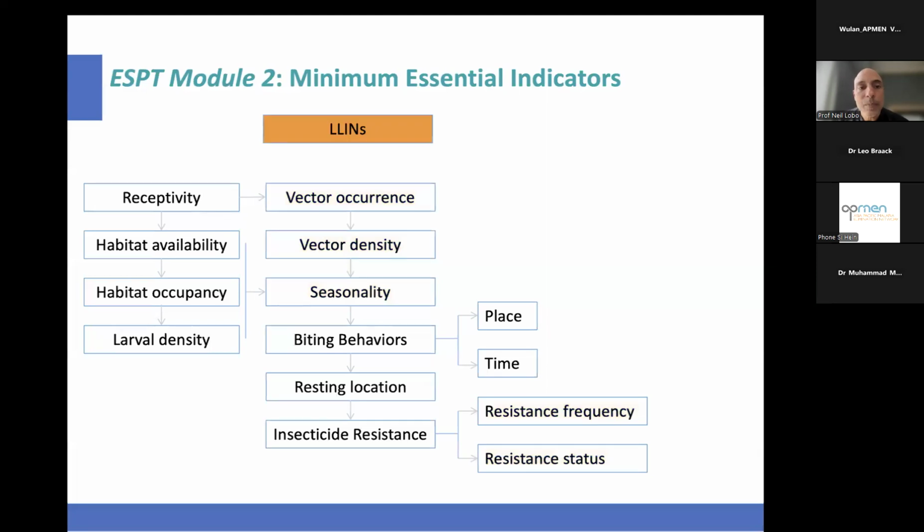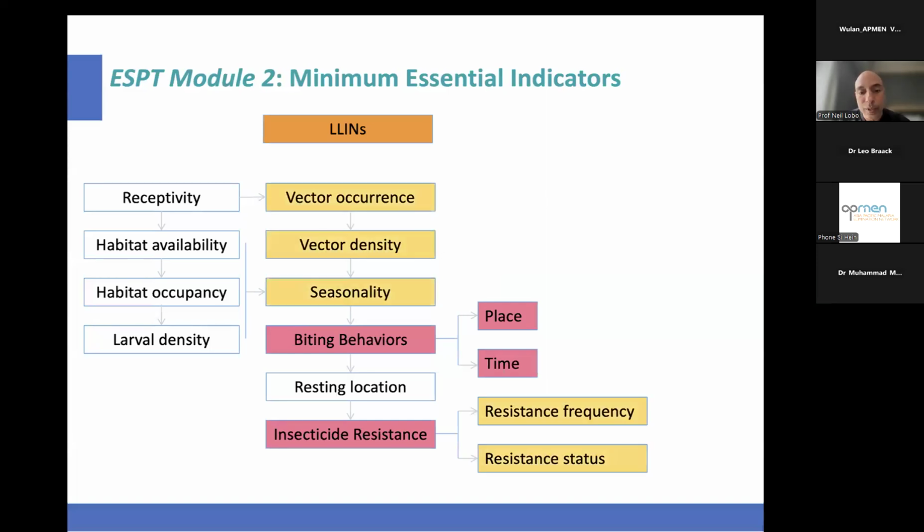In the same way, we can look at bed nets or ITNs or LLINs, right? How do bed nets function? Bed nets function on indoor late night human biting mosquitoes. So what we'd want to look at is just that. Where are my mosquitoes biting? When are they biting? And since we have an insecticide on your bed nets, we want to look at insecticide resistance. And if you collect your data well enough, you can answer other indicators as well.